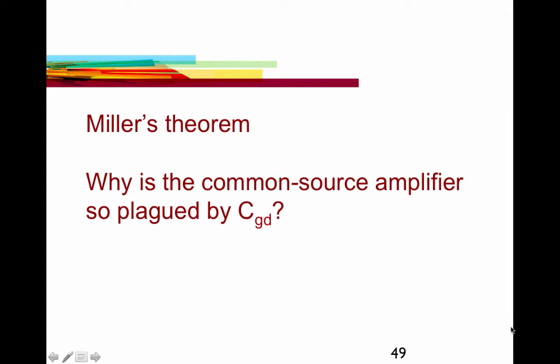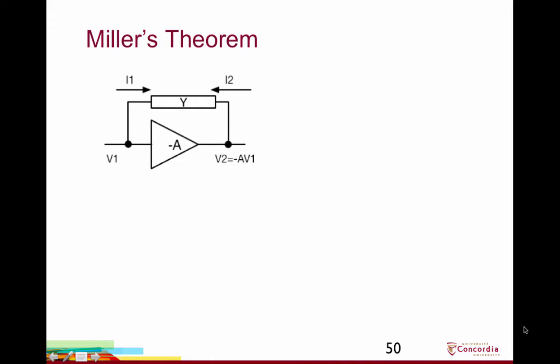Okay, let's take a look at Miller's theorem. This shows an amplifier. It's an inverting amplifier. The gain is minus A. Here, we're assuming that this number A is positive. It's greater than 0. So overall, we have an inverting amplifier. So the output voltage V2 is minus A times the input voltage V1.